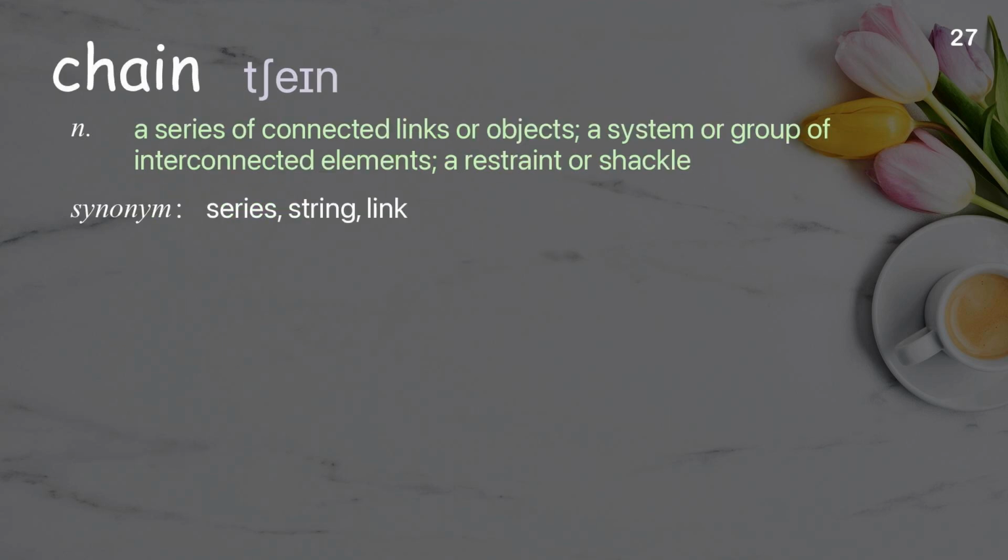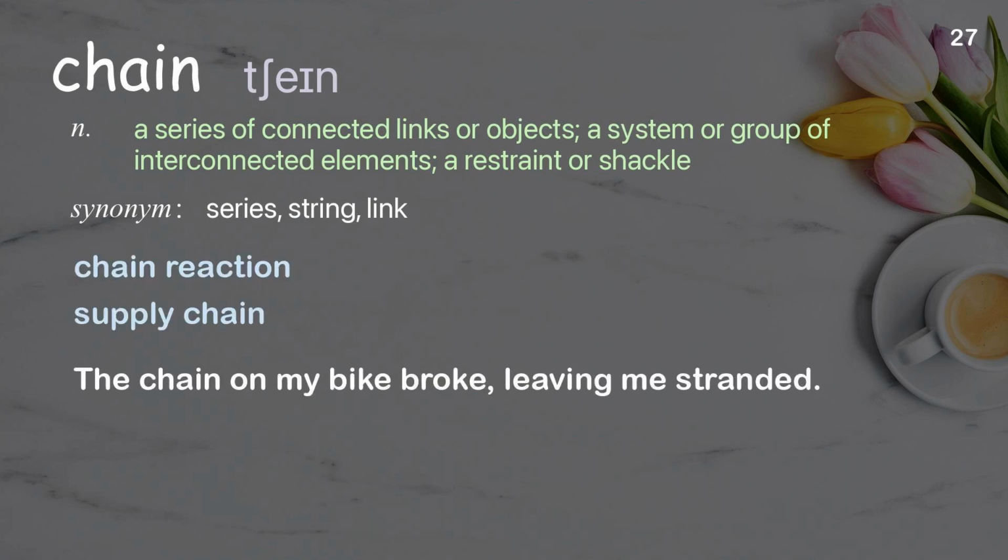Chain: a series of connected links or objects, a system or group of interconnected elements, a restraint or shackle. Examples: chain reaction. Supply chain. The chain on my bike broke, leaving me stranded.